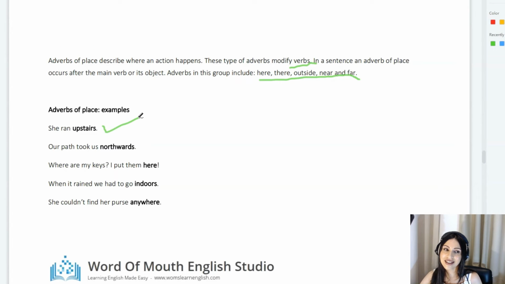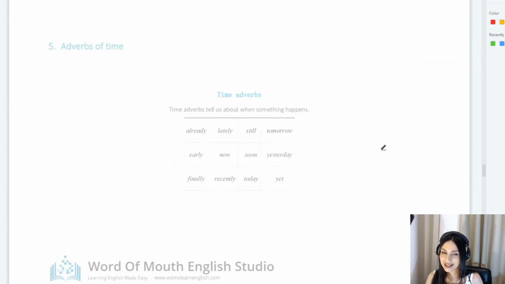She ran upstairs. Our path took us northwards. Where are my keys? I put them here. When it rained, we had to go indoors. Or she couldn't find her purse anywhere. Here we are looking at colloquial examples of how to use place adverbs toward the end of a sentence.